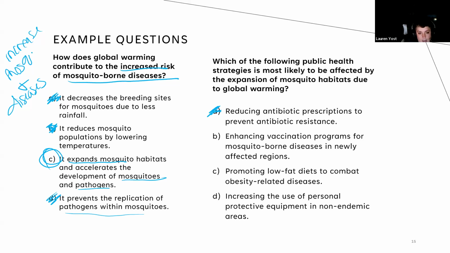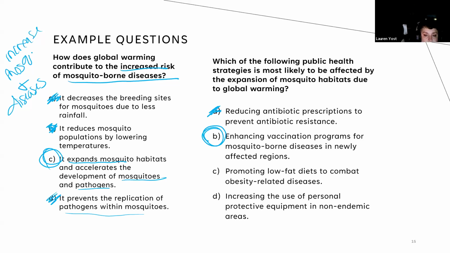So next choice, enhancing vaccination programs for mosquito-borne diseases in newly affected regions. You would want to be doing that. You want to protect the populations further north from things like dengue or yellow fever or other things that are transmitted by mosquitoes if you have vaccinations available. And if you don't, if there's more population that you might want to protect with that vaccine, you might want to develop a vaccine for those.